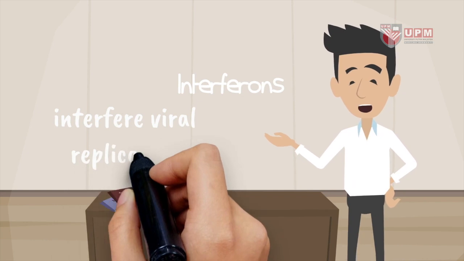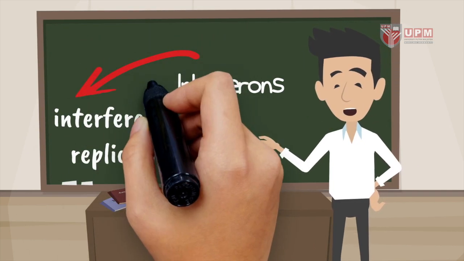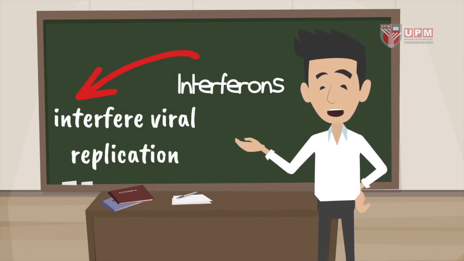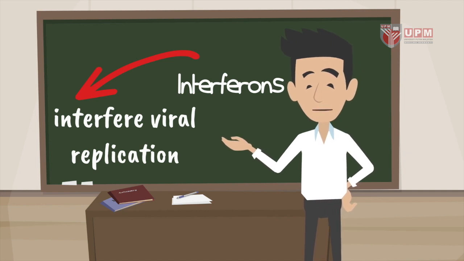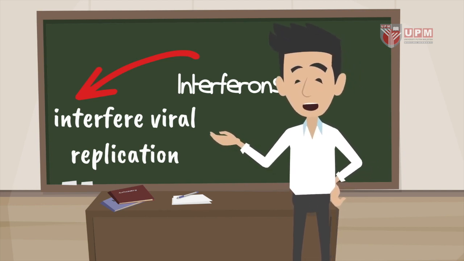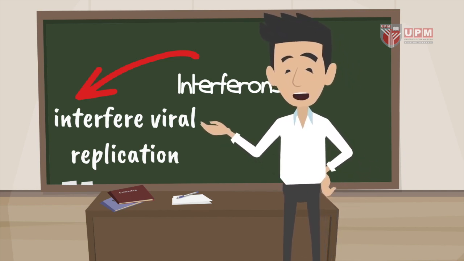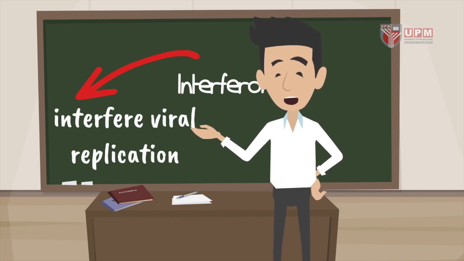The second is interferons. Interferons are cytokines involved in immune regulation, particularly against viruses. The three major types are IFN alpha, IFN beta, IFN gamma.